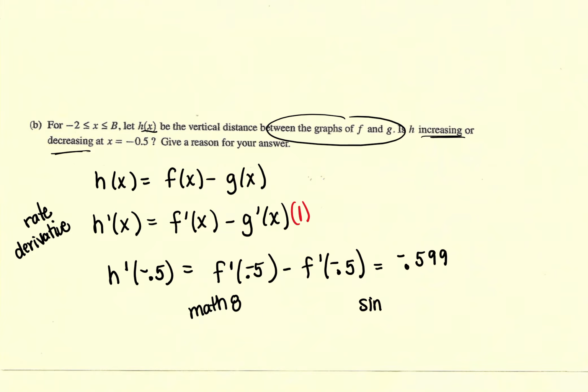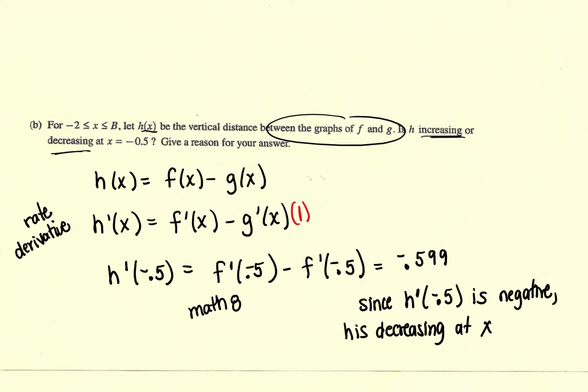And so since h prime of negative 0.5 is negative, that means that h is decreasing at x equals negative 0.5. If you found out that that was negative and decreasing, give yourself another point. That way you're telling them it's decreasing and you're giving them the reason. It's because the derivative there is negative.